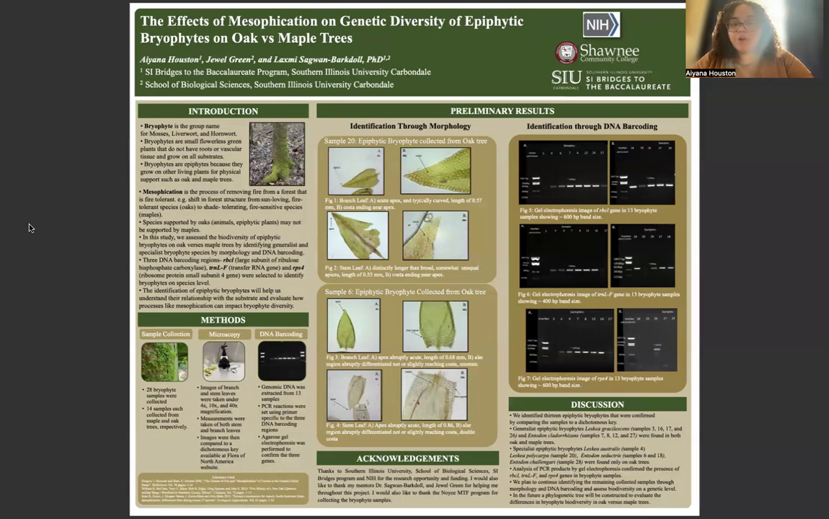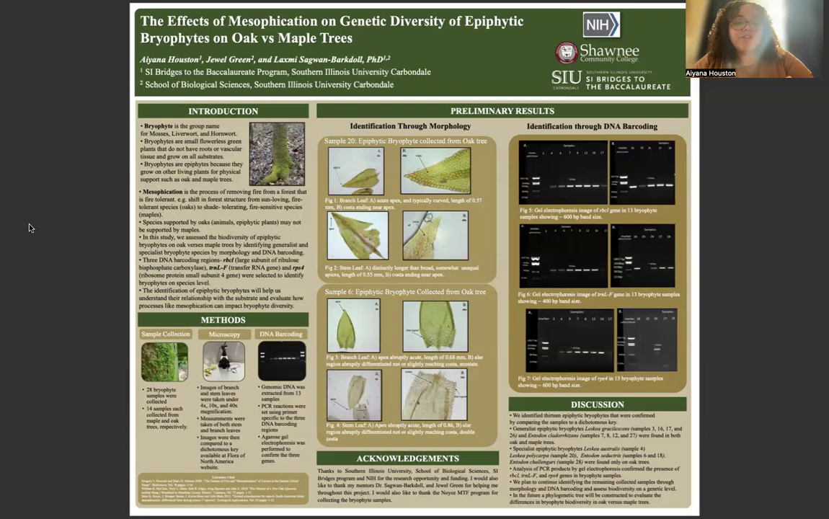So the research project I've worked on is the effects of mesophication on genetic diversity of epiphytic bryophytes on oak versus maple trees. What exactly is a bryophyte? I'm sure you've seen these small green plants growing on rocks, on trees, or even on the side of your house. Those are bryophytes. Bryophytes are small flowerless green plants that do not have roots or vascular tissue.